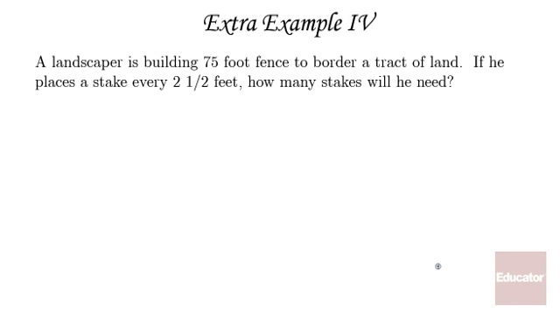A landscaper is building a 75-foot fence to border a tract of land. If he places a stake every 2.5 feet, how many stakes will he need? So we're going to divide 75 by 2.5. I'm going to change the 2.5 into an improper. 2 times 2 is 4, plus 1 is 5 over 2. And this 75 becomes an improper fraction as well, over 1.